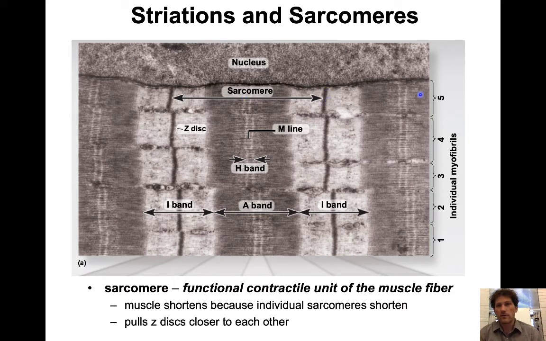So we've got another sarcomere over here. We have another sarcomere over here. So all of these millions of sarcomeres are going to shorten and pull those Z discs a little bit closer together.